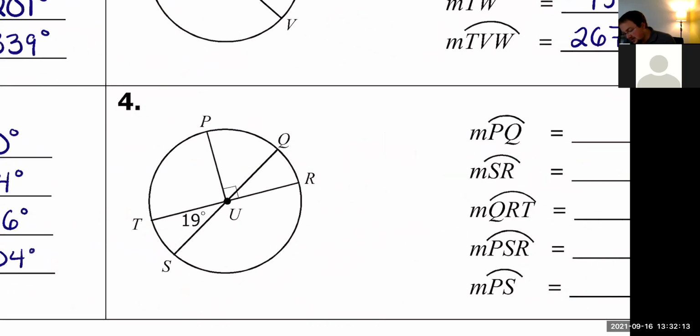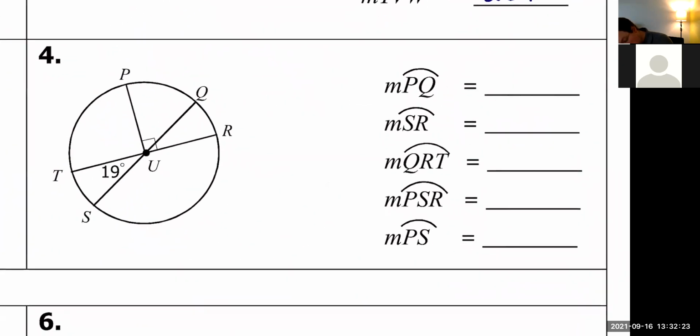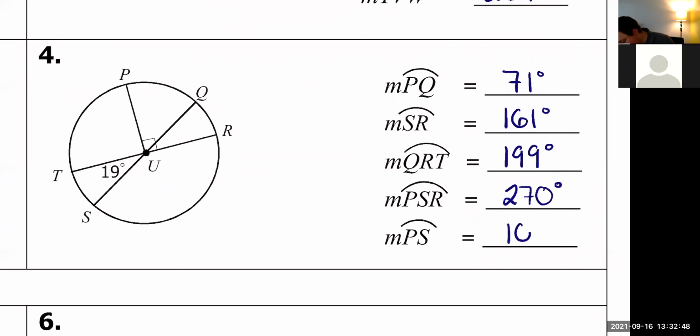4 is relatively similar. So I'll give you those values here so we can continue to progress. The measure of arc PQ should be 71 degrees. Measure of arc SR should be 161 degrees. The measure of arc QRT should be 199 degrees. The measure of arc PSR should be 270 degrees. And the measure of arc PS is 109 degrees.